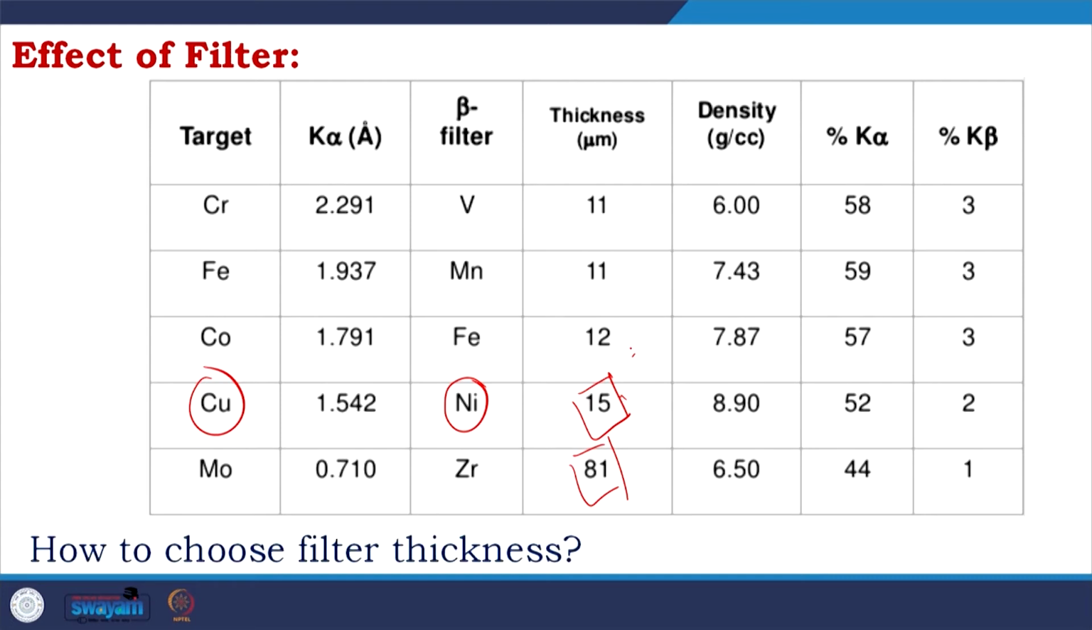So, I have asked this question: how to choose the filter thickness? The thing is, there is no rule, you have to do trial and error, and generally if you get a K alpha to K beta ratio in between 25:1 to 50:1, then you choose that. So, the thickness is optimized based on the ratio of K alpha to K beta percentage available.